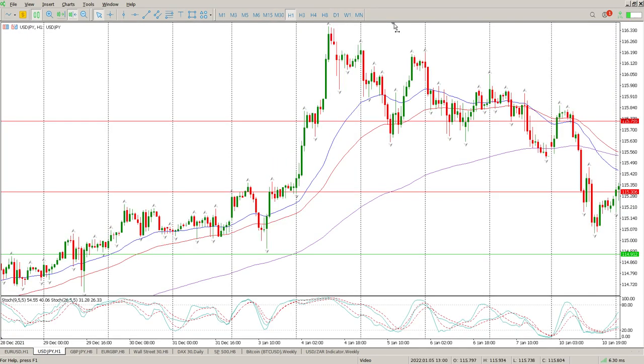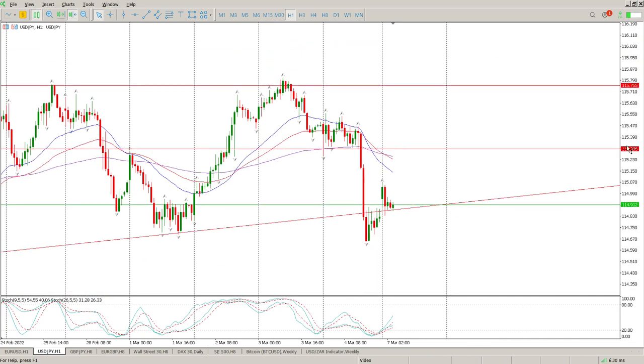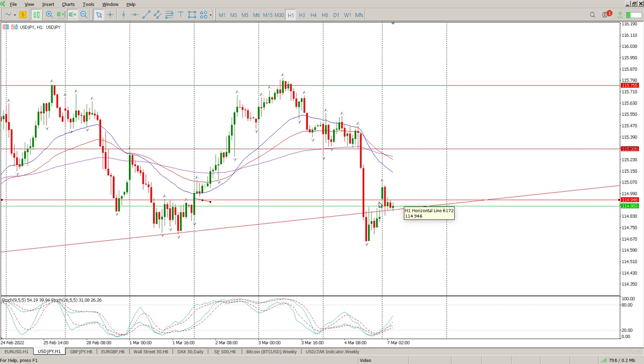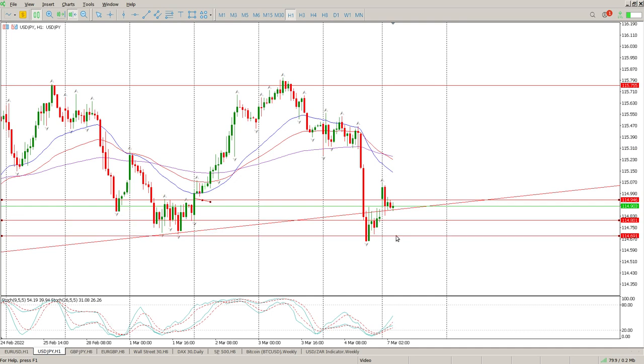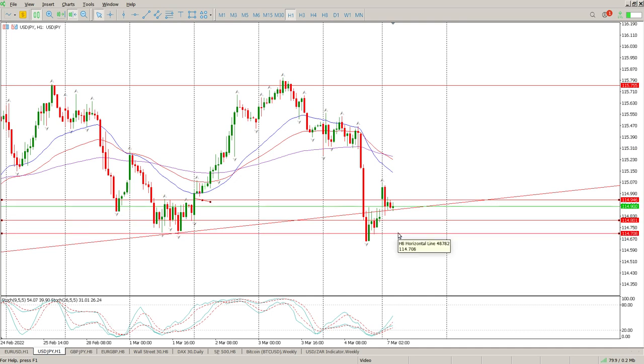If we drop down to the hour, you'll see nothing really going on here. Sorry, wrong one. Want that one there. So there is a little bit of structure right here, which we are back below. So we gapped above it and we've sort of dropped below it. So I'd want to see us recapture 114.946 for a move to the upside, but you do have a gap down to the downside. So pay attention to that area right there. And that is the next area we need to pay attention to, which is 114.708.